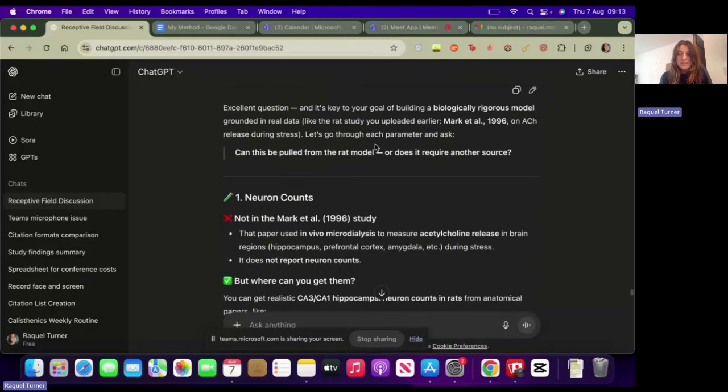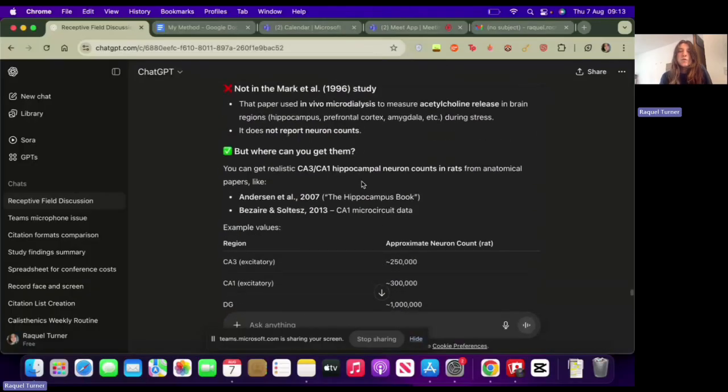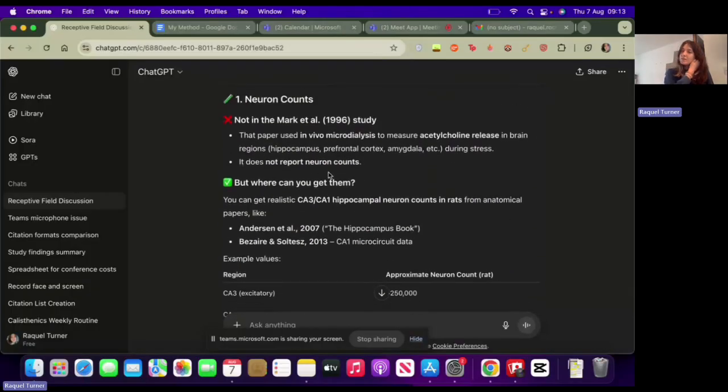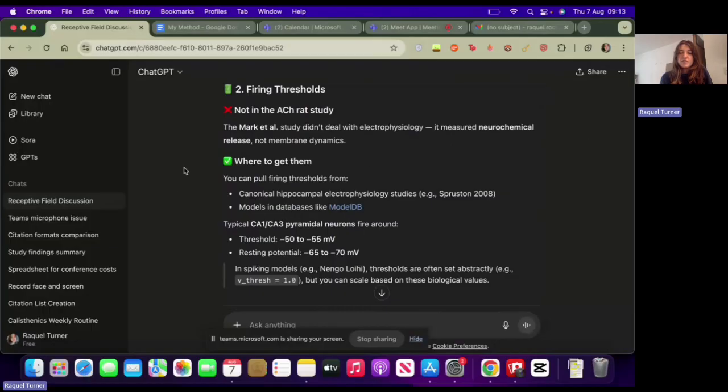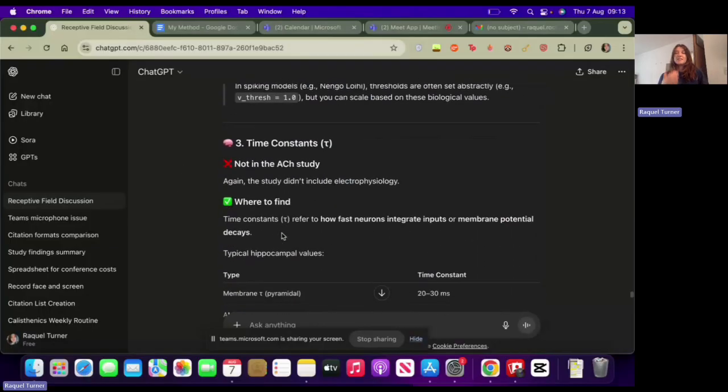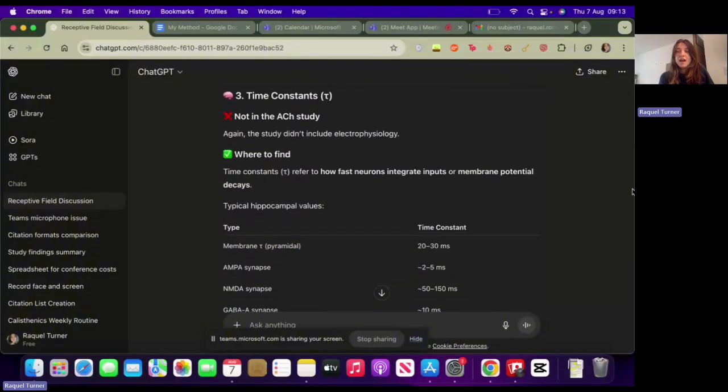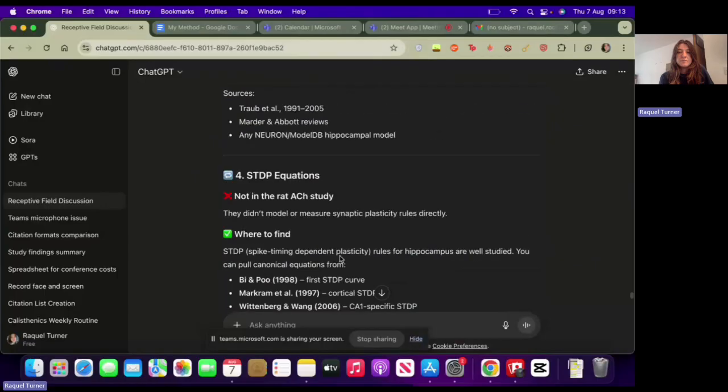But it told me I can't get them there, but it told me where to get them, and that's so helpful. It told me I can get the neuron count in rats from these papers. It told me I can get the firing threshold from these. It was like, thank you. This is probably the most helpful conversation I've had with ChatGPT the entire time. Time constants.